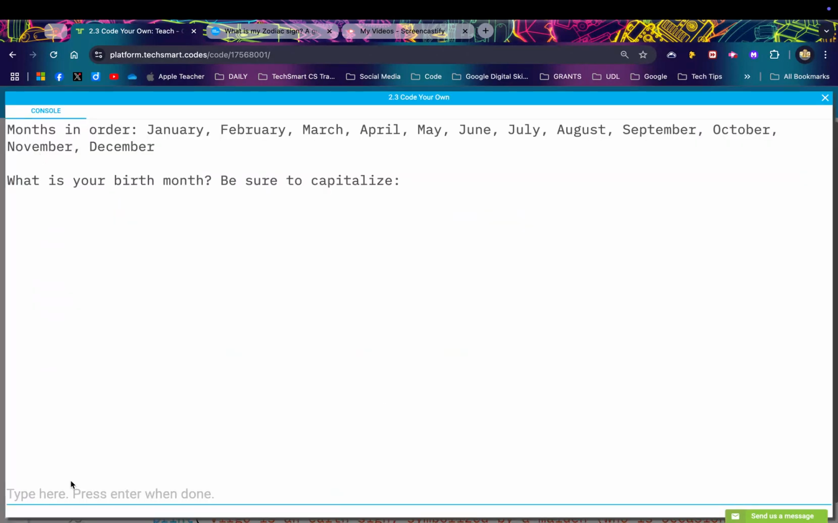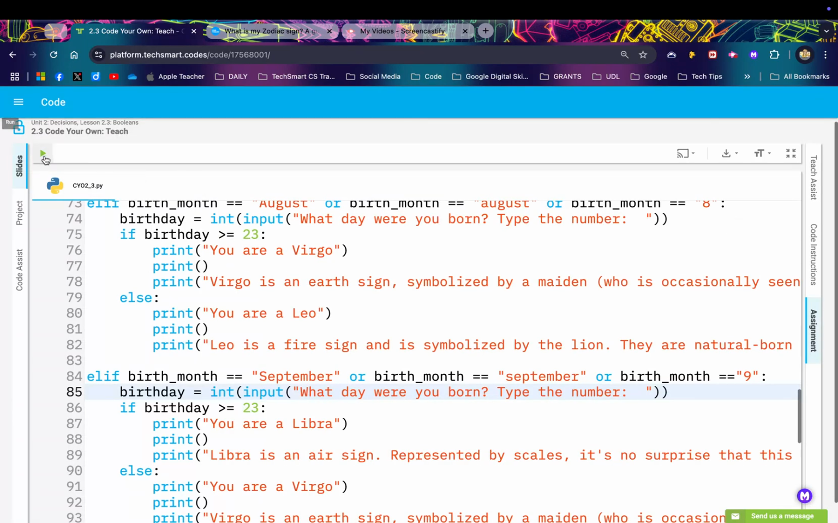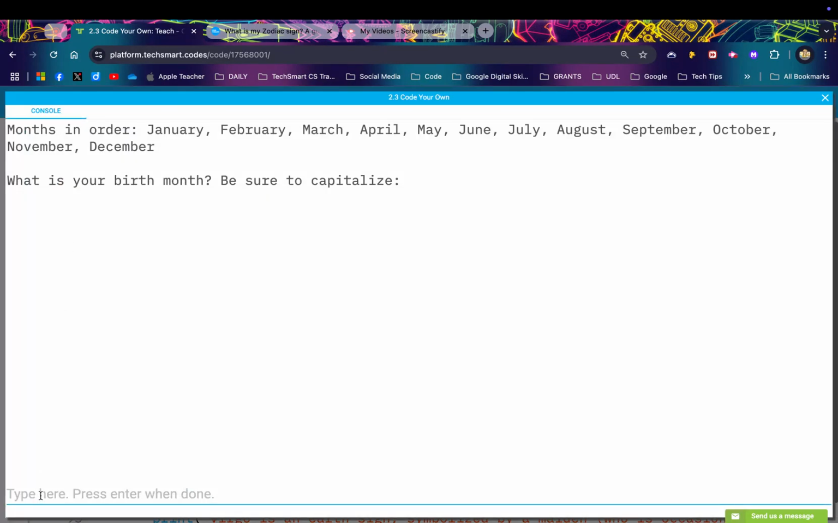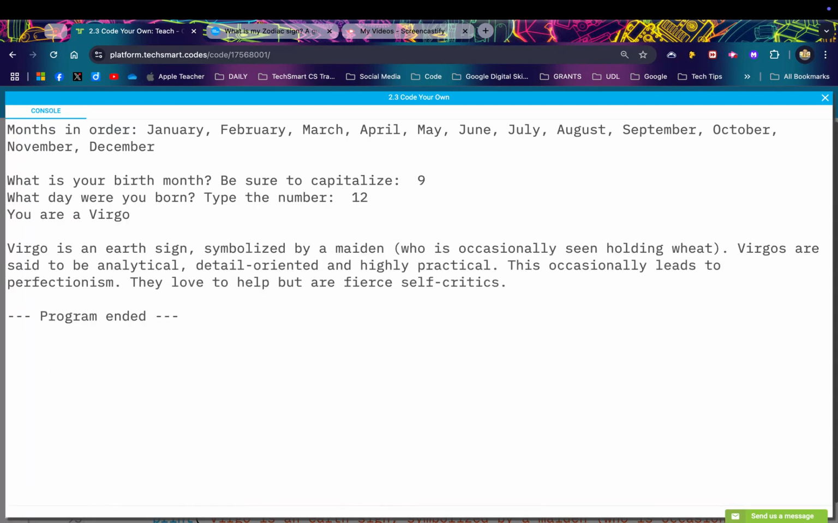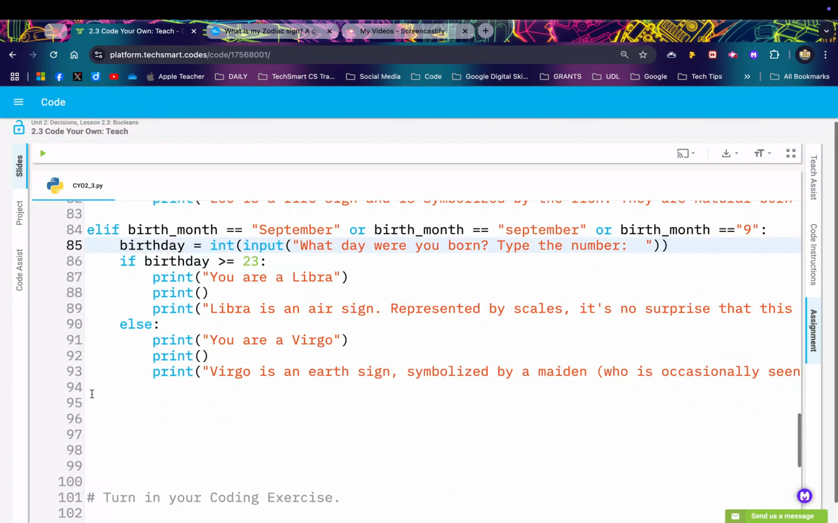Okay, let's try one more time. Okay, so now let's go September. And I'm going to say 24th. There's the information about Libra. And then I can do it again for September. September is 9, so I put 9 in again this time, and the 12th, and you are a Virgo. Okay, if you don't like how this is all crammed together, we can put another spacer in there, by the way. Okay, so that's how this is set up. All right, it's just a lot of rinse and repeat. So I'll do one last one with you.